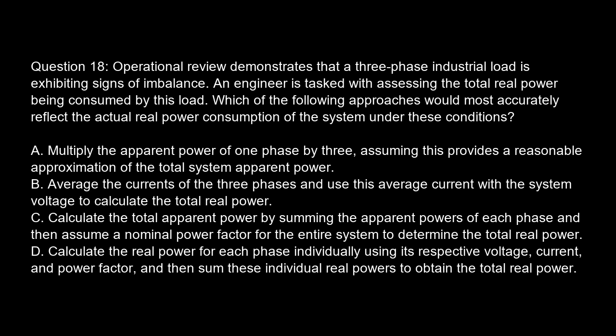Option A. Multiply the apparent power of one phase by 3, assuming this provides a reasonable approximation of the total system apparent power. Option B. Average the currents of the three phases and use this average current with the system voltage to calculate the total real power. Option C. Calculate the total apparent power by summing the apparent powers of each phase and then assume a nominal power factor for the entire system to determine the total real power. Option D. Calculate the real power for each phase individually using its respective voltage, current, and power factor, and then sum these individual real powers to obtain the total real power.